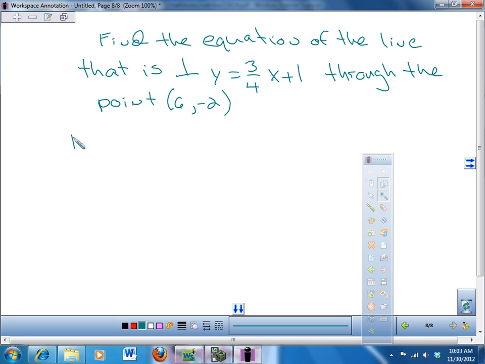What's the slope of my perpendicular? Can you tell me the slope of the perpendicular? Negative 4 over 3 is the slope of the perpendicular. And here's my point. Alright?